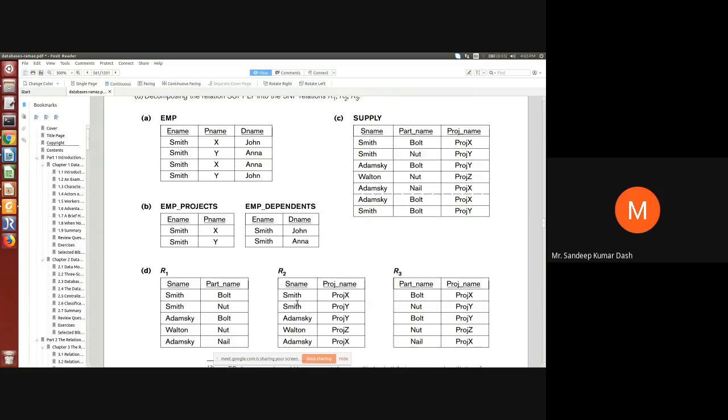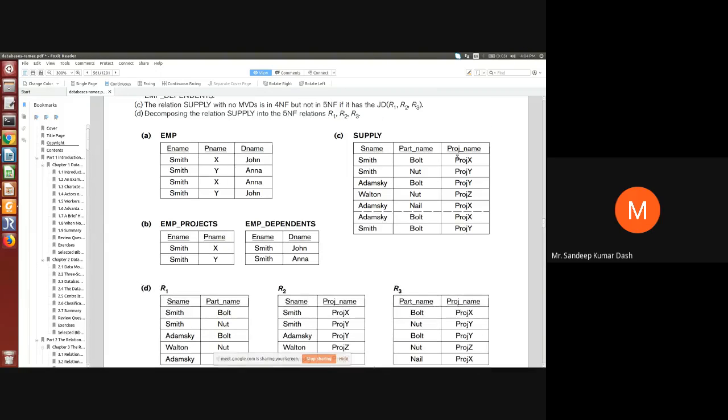How do you know that they are all super keys? That means all the key relations, these are the super keys. In this R, S name and part name is a super key. In this R, S name and project name is a super key. In this R, part name and project name is a super key. Then you will say, why not in this one? Because these three are also super keys. This is also a super key: S name, part name, project name.